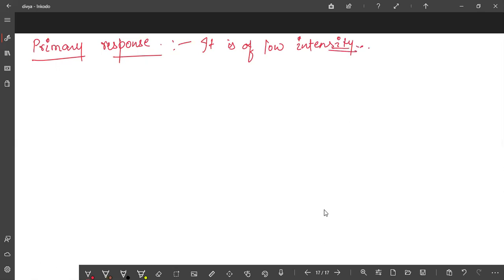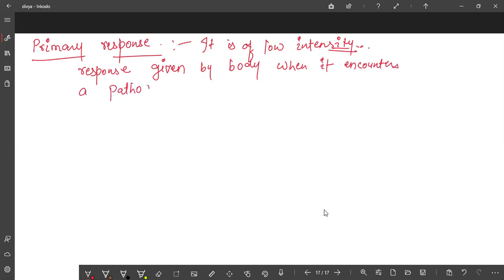And if you want to write the definition, then you can write it is a low intensity response given by the body when it encounters, means faces, a pathogen for the first time.